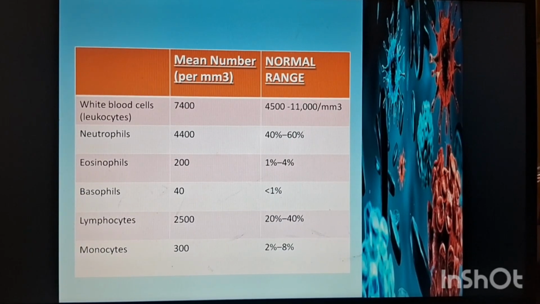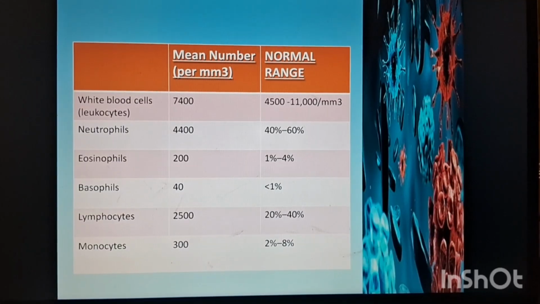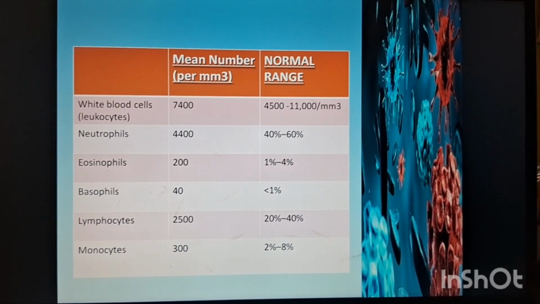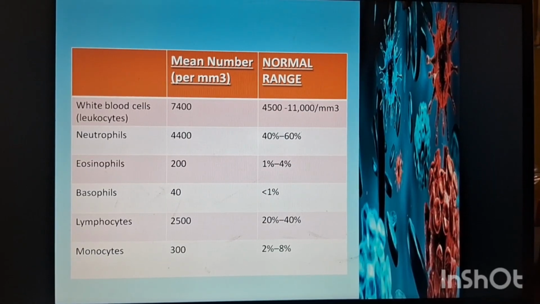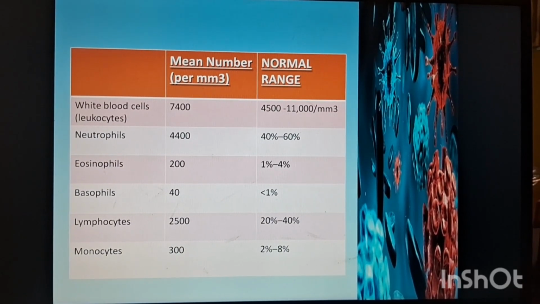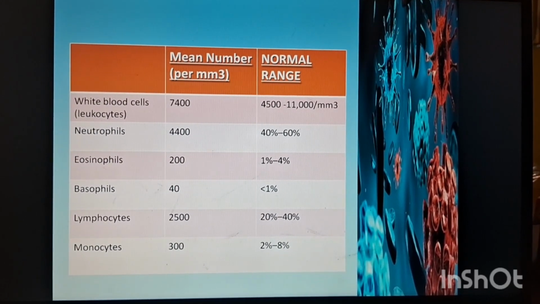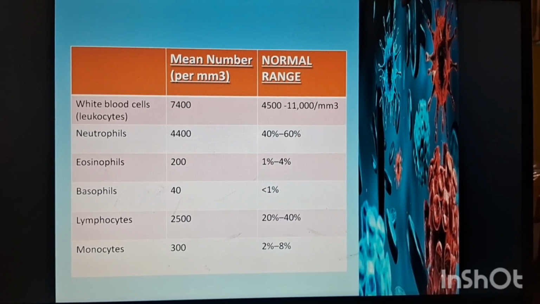Next, basophils. Mean number 40 and normal range less than 1%. Next, lymphocytes, mean number 2,500 and normal range 20% to 40%. Monocytes, mean number 300 and normal range 2% to 8%.